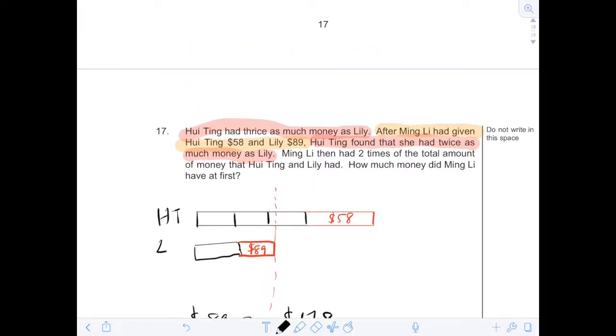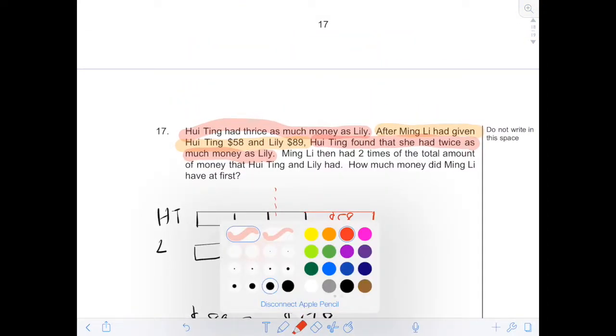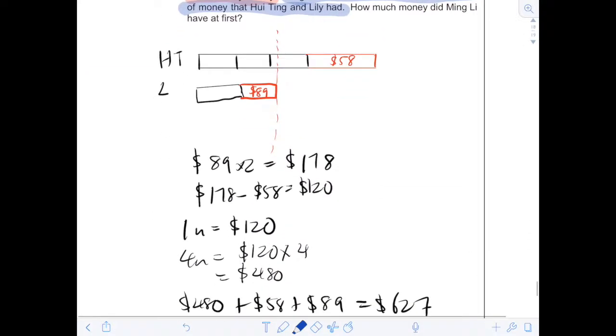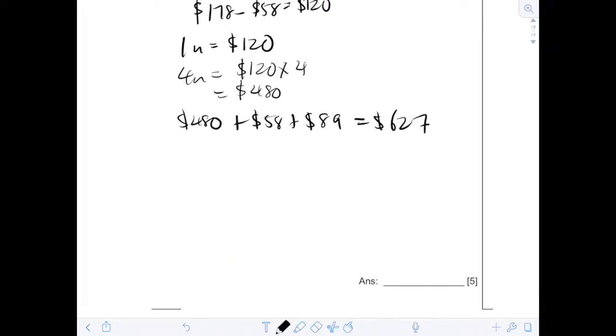Okay, so let's see what the question wants. The next part of the question says that Ming Li then had 2 times the total amount of money that Hui Ting and Lily had. So now you have to find how much did Ming Li get. Ming Li would have gotten 2 times of this. So you take 627 times 2, you get $1,254. Now this is the after for Ming Li.